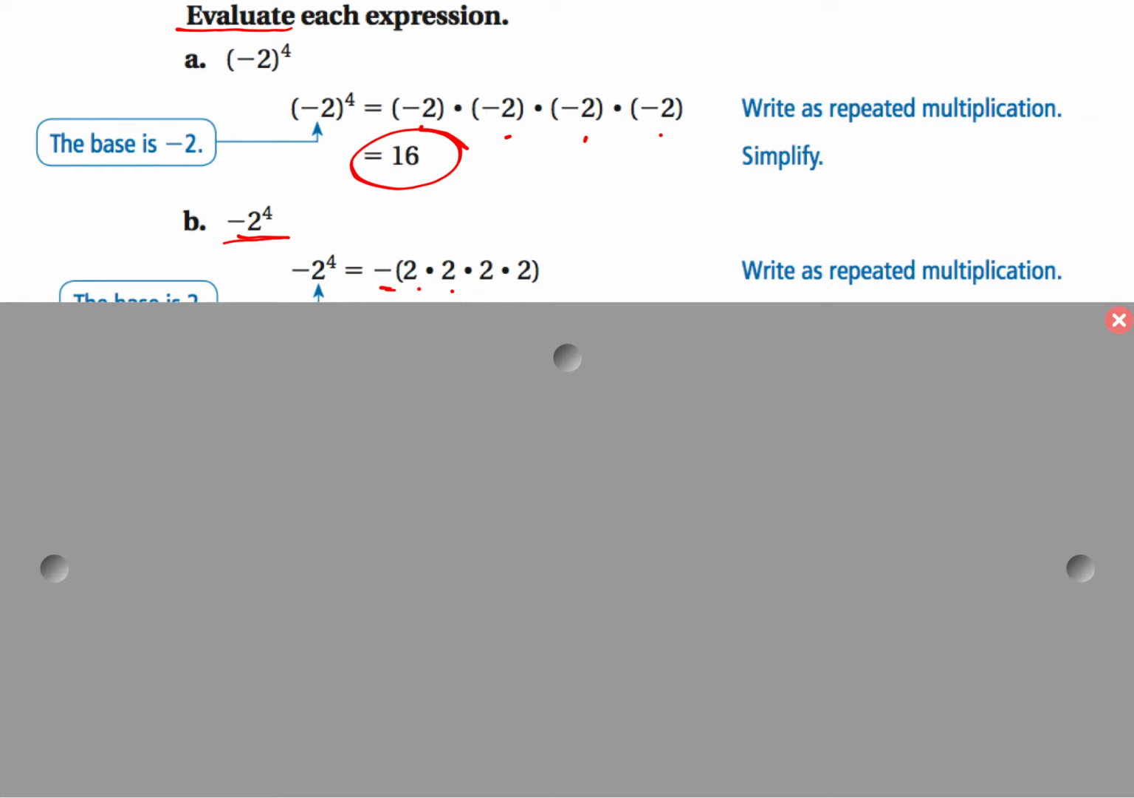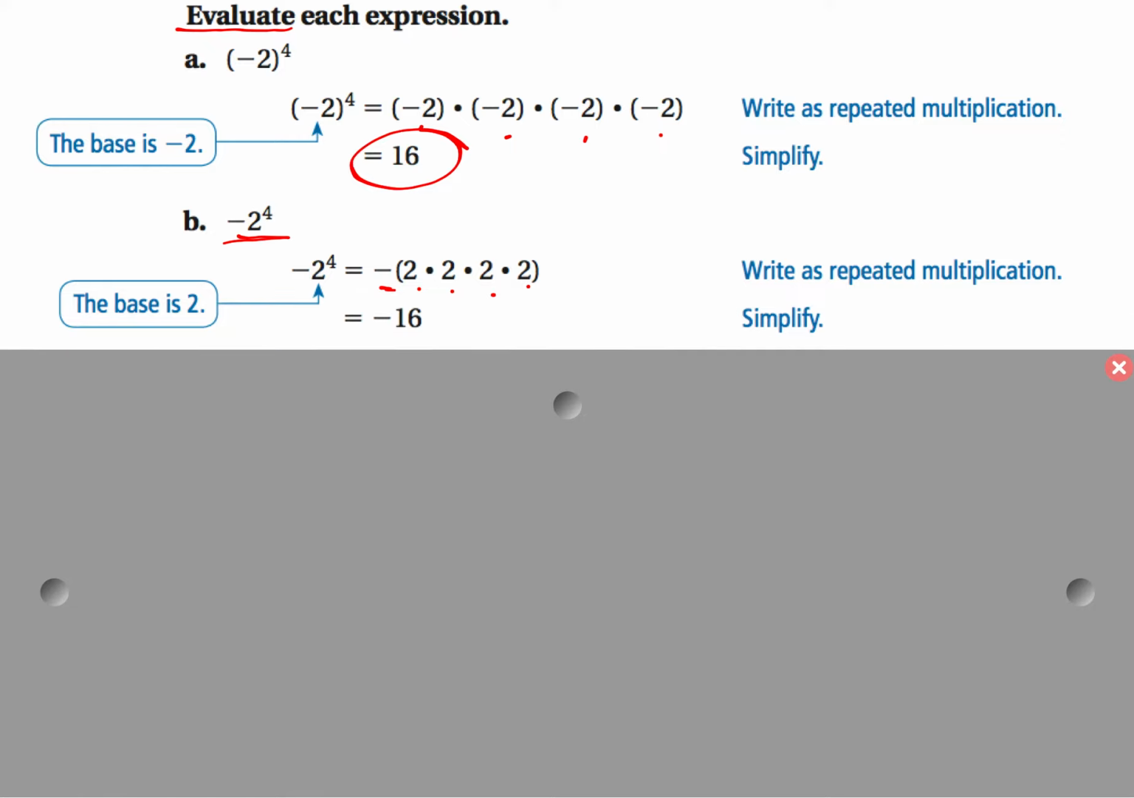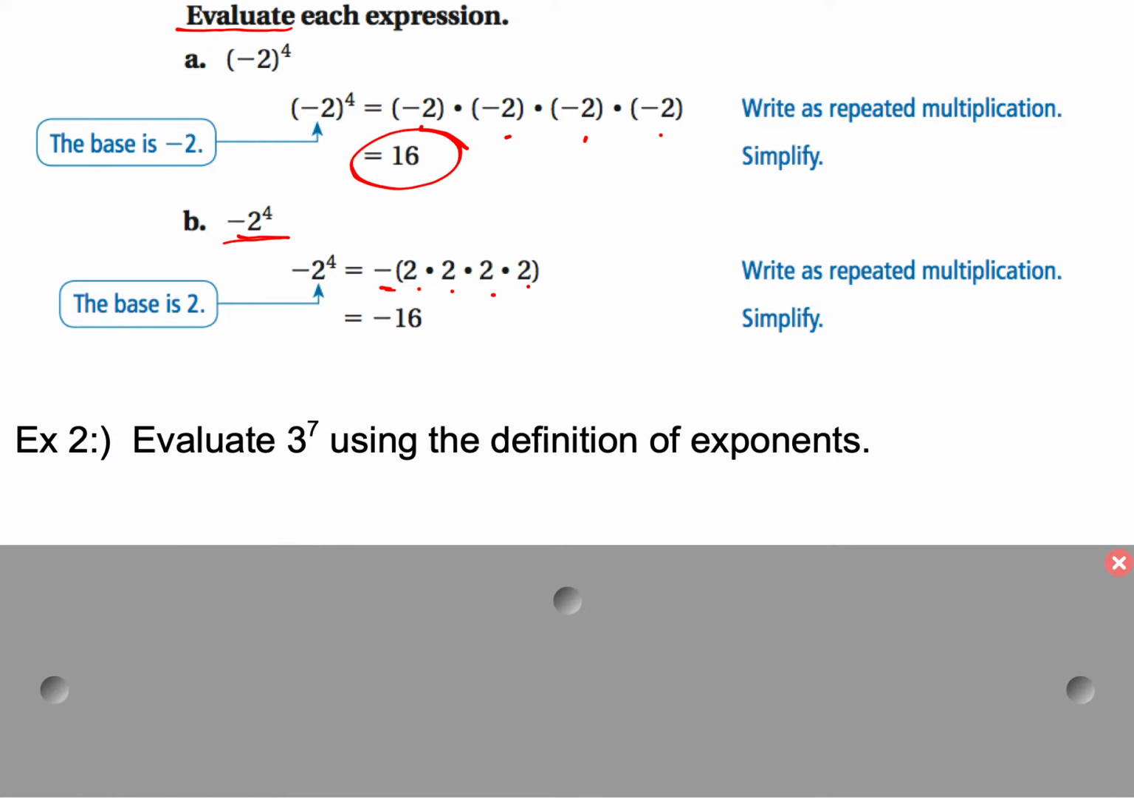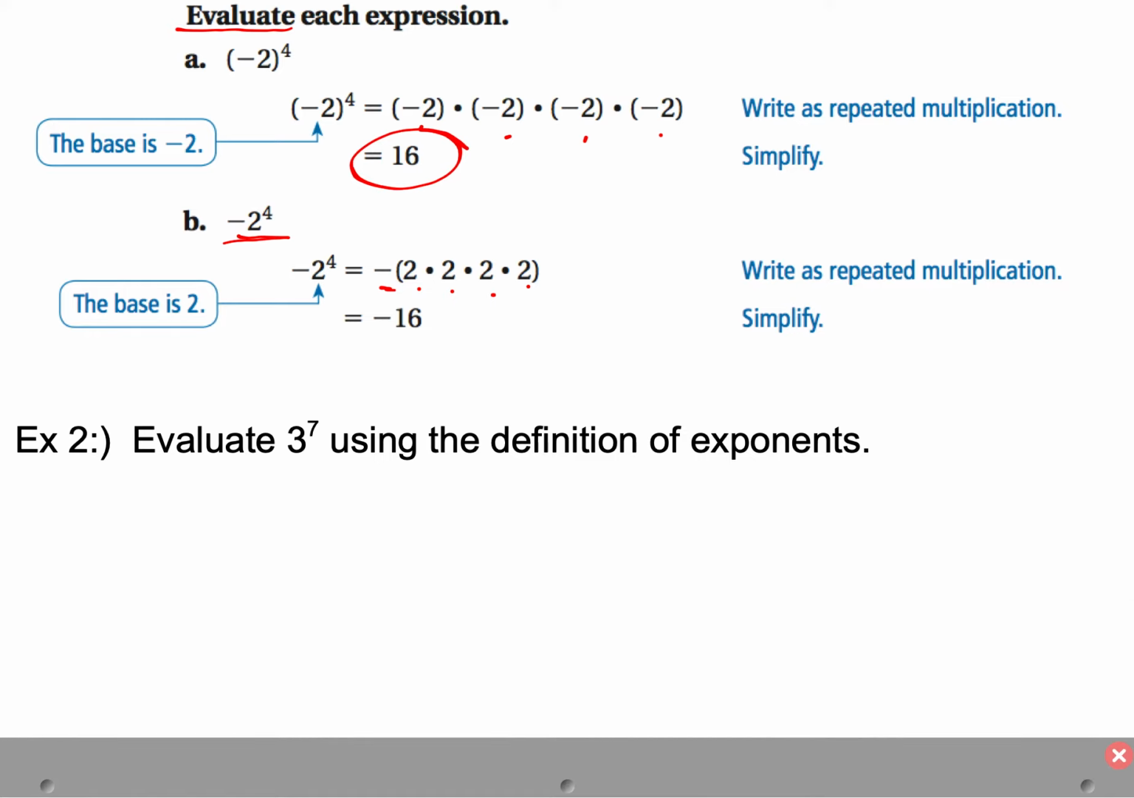Now if we do the same thing without parentheses, we are doing -2 times 2 times 2 times 2. We only get the negative once. We don't do it for every factor. And that gives us -16. The important thing to realize here is that whether the negative is in the parentheses or not affects what the answer is going to be.